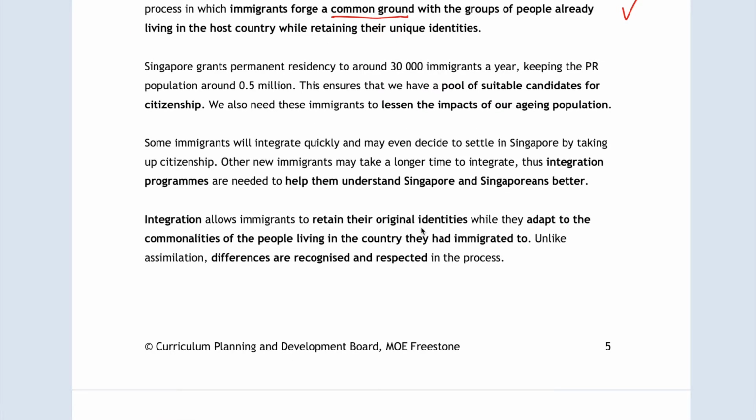So the benefit of integration, please take note: the benefit of integration is that people get to retain their original identities. They won't get stripped of these identities. But the condition is that they need to adapt to the commonalities of the people that are already there. Unlike assimilation, their differences are recognized and respected. We don't just ask you to give up your original culture completely, because that would be somewhat problematic, especially for a multicultural country like Singapore.